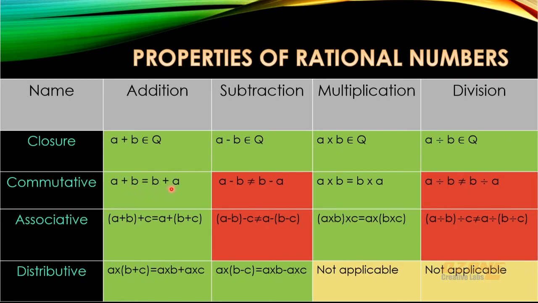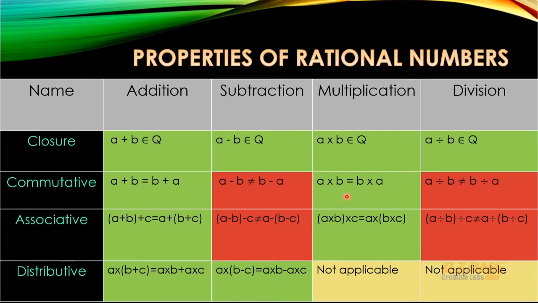But in subtraction it won't be the same, because a minus b is not equal to b minus a. If we take 5 minus 3, that will be 2. But if we take 3 minus 5, it will be minus 2, which is not equal. 2 and minus 2 are not equal. So the commutative property does not hold in subtraction.